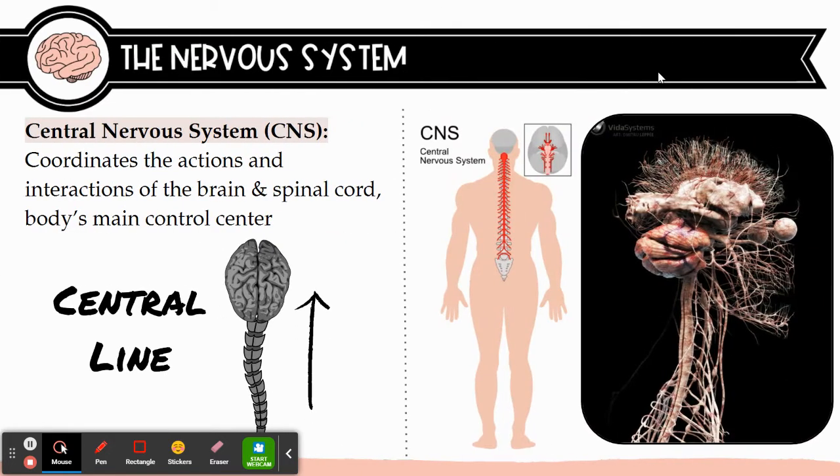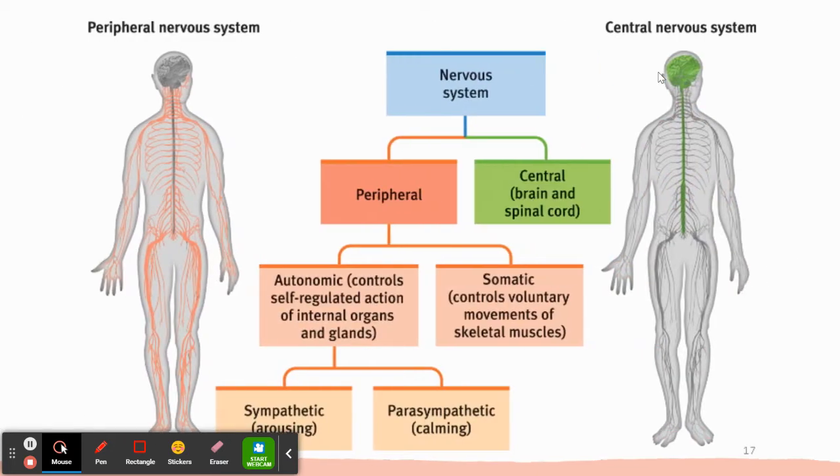So our CNS, our central nervous system, that is our brain and our spinal cord. That is our body's main control center. So when we talk about the central nervous system, it is just our brain and spinal cord, and it's on one central line typically. From there, we have our peripheral nervous system.